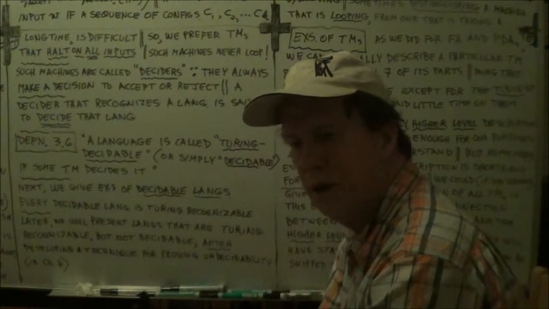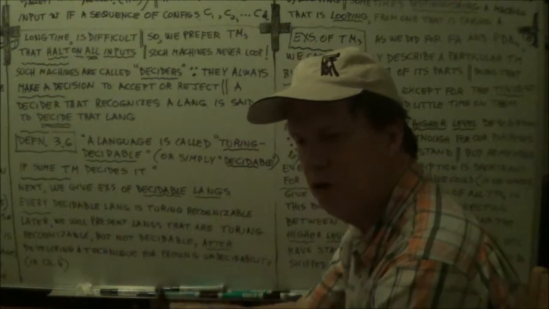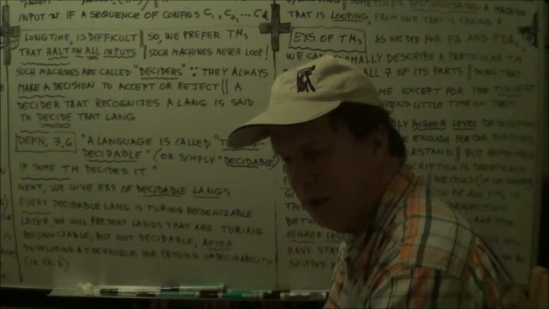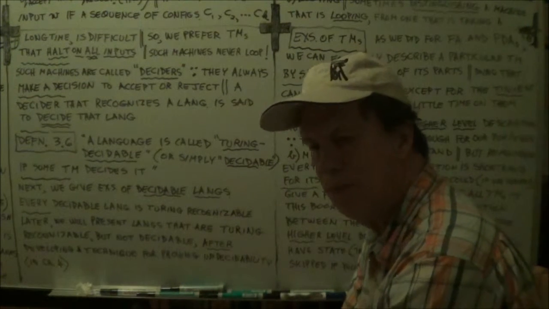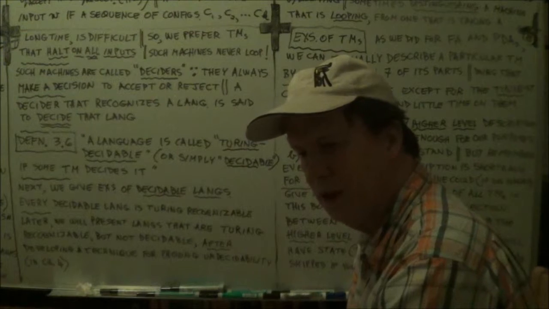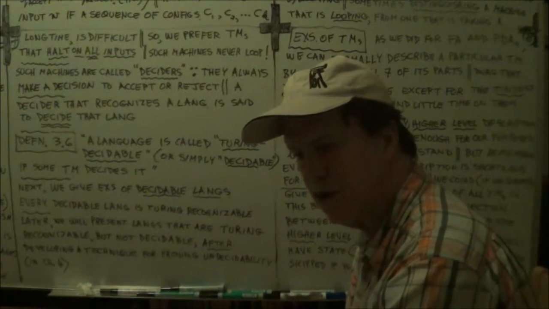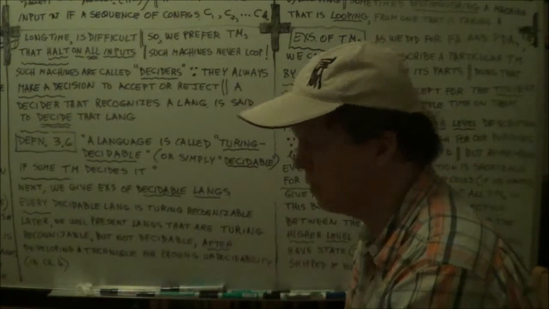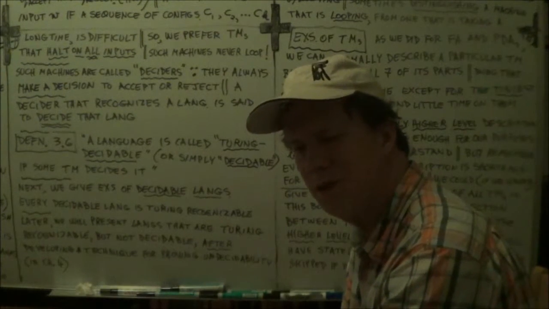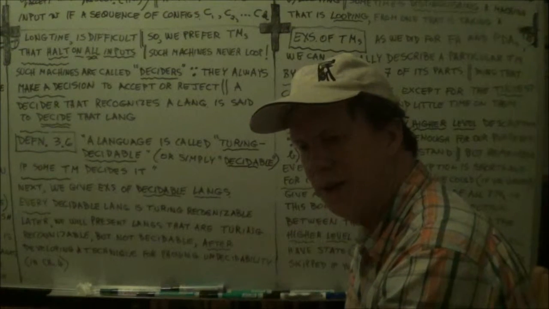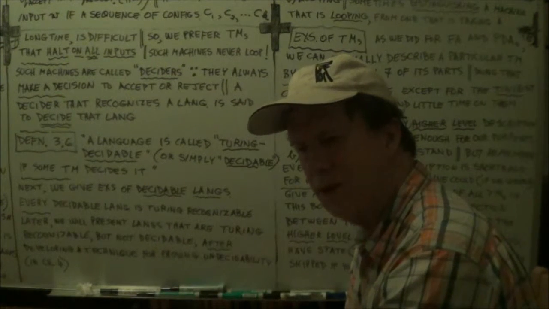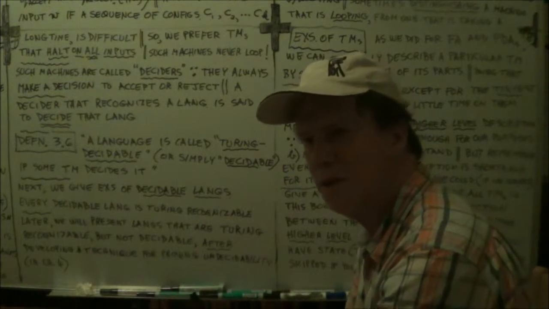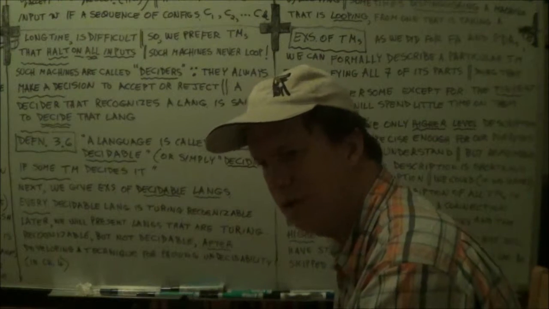So you have a language, you have a Turing machine that decides it. What that means is it will accept every string in the language, and it will reject every string that's not in that language. Well, you may ask, but that's what recognize means. So what's the difference between deciding a language and recognizing a language? Things get a bit subtle. That's a question I ask myself. What is the difference between these two?